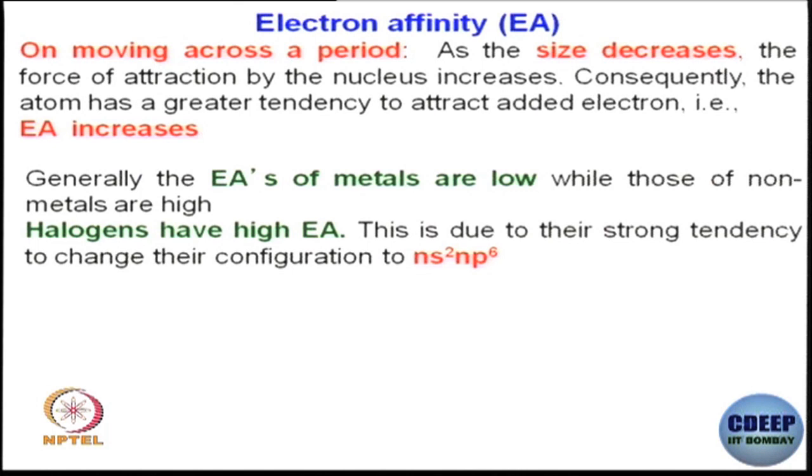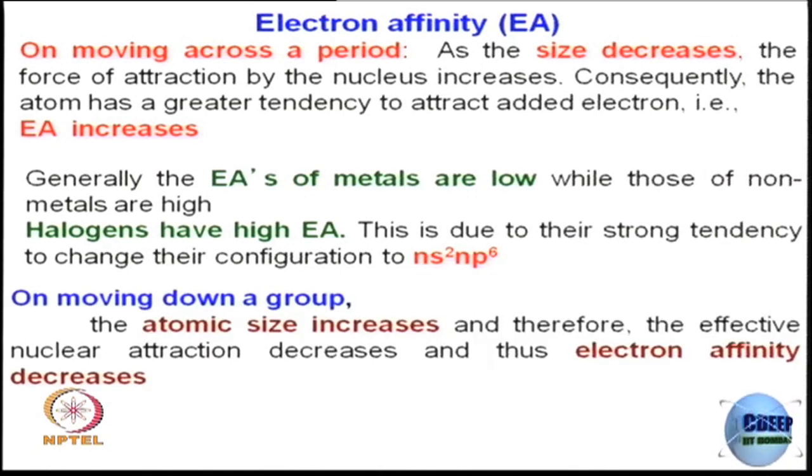You might generalize it in a different way. The electron affinities of metals are low, while those of non-metals are high. Same thing, from the left side electron affinity is low. As you go from left to right, your electron affinity is going to be quite high. This is where you see halogens have the highest electron affinity, and therefore they would like to take up the electronic configuration of the noble gas, ns2np6, right?